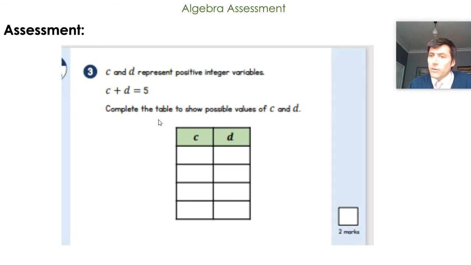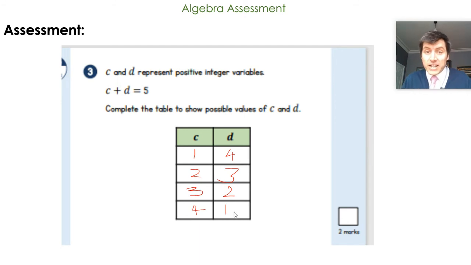So if they're positive, can they be 0, do you think? No, because that's not a positive or a negative value. So the smallest value they could be is 1. So what would 1 go with to make 5? 4. Okay. Then next one is 2. What could 2 go with? Yeah, 3. Thank you. Next one is 3, which goes with 2. And finally, we've got 4, which goes with 1.